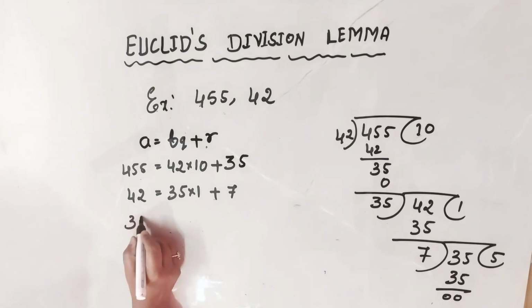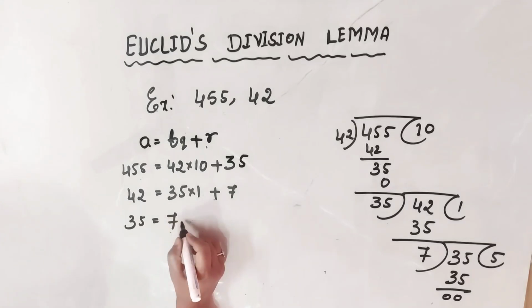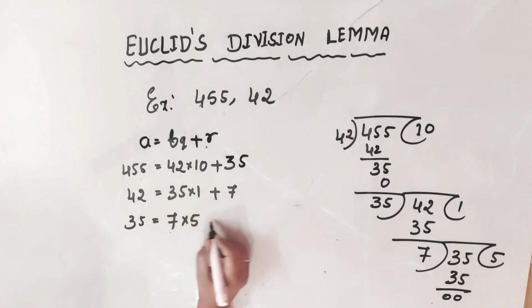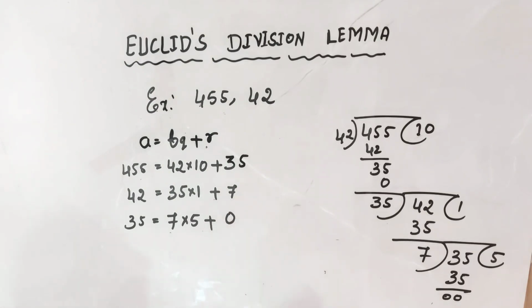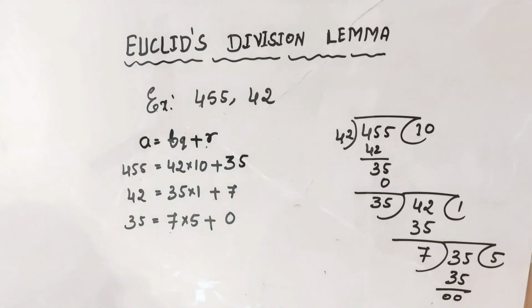Now here 35 is the dividend, 7 is the divisor and what is the quotient? 5 is the quotient plus 0 is the remainder. See, here in the 3 steps we have done this. Finally, up to where we have to do? Till 0 is the remainder we have to go on doing this. This is called the division algorithm.